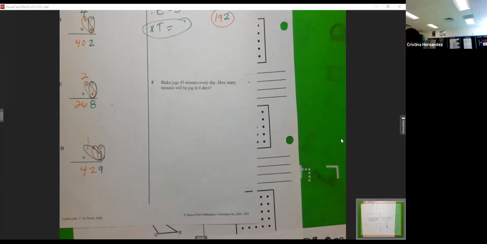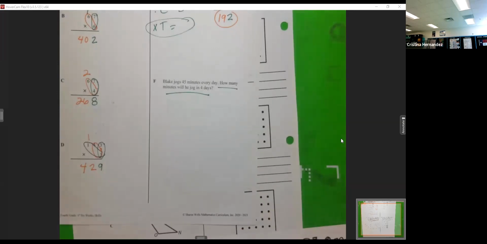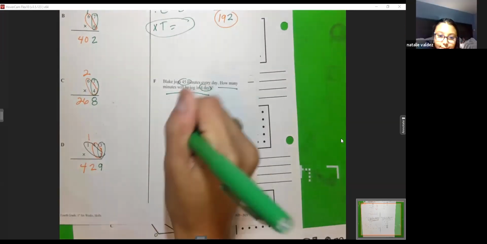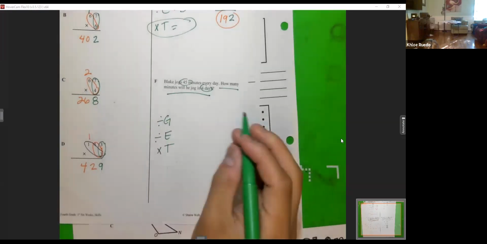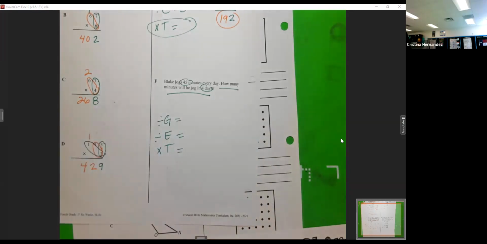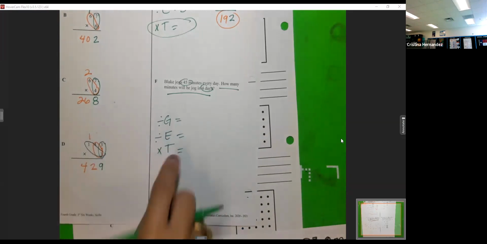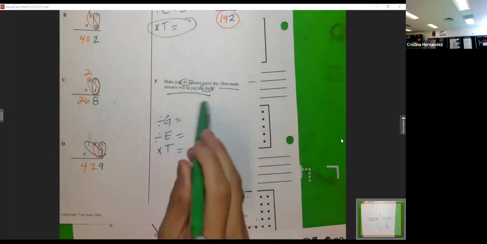Blake jogs 45 minutes per day. How many minutes will he jog in 4 days? When you see the word days or per week or per day, you're probably going to use what strategy? A strip diagram is our friend. If you know how to use it, it can be your friend. You'll use this one for sure a lot in 4th grade, because there are a lot of multi-step problems where you'll have to find your total and then divide by something, which we'll get into later.